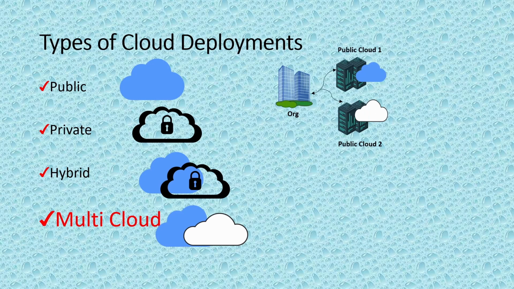Multi-cloud is the combination of two or more public clouds to distribute applications and services. If one cloud is down, the application can still be available to the users through the other cloud. Also, we can avoid vendor lock-in by spreading the application between two cloud providers.